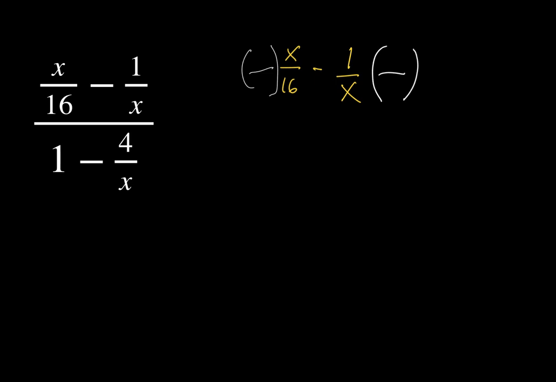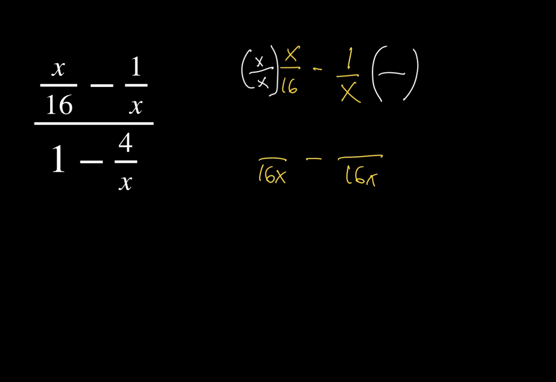So one of them has 16 in the denominator, the other one has x in the denominator, which means my common denominator will be 16x. It'll be something over 16x and something over 16x. That'll be my common denominator. So to get that, I need to multiply the first fraction by x over x, which is 1. X over x is 1. Multiplying by 1 is the multiplicative identity. It does not change anything, just how it looks.